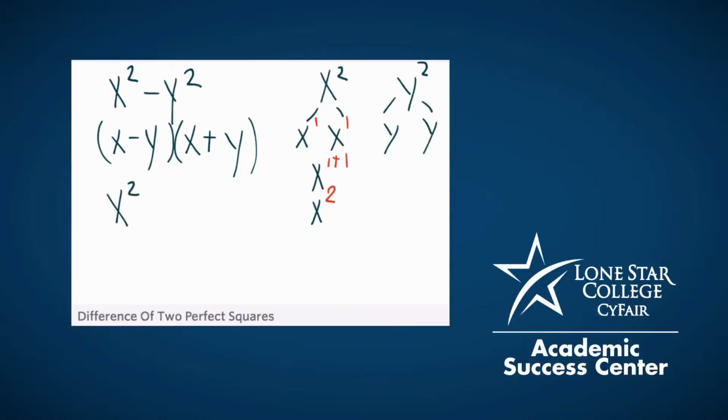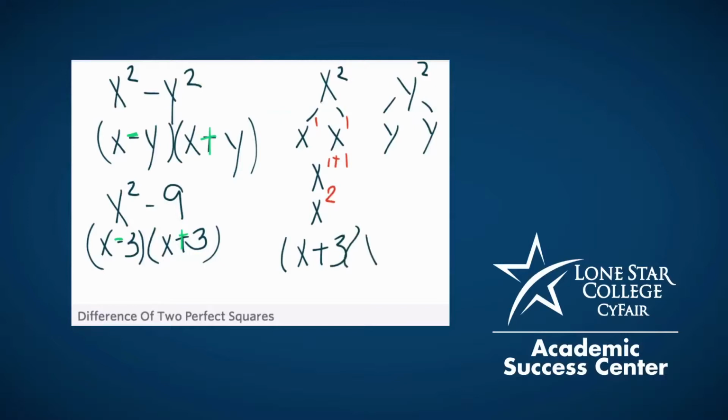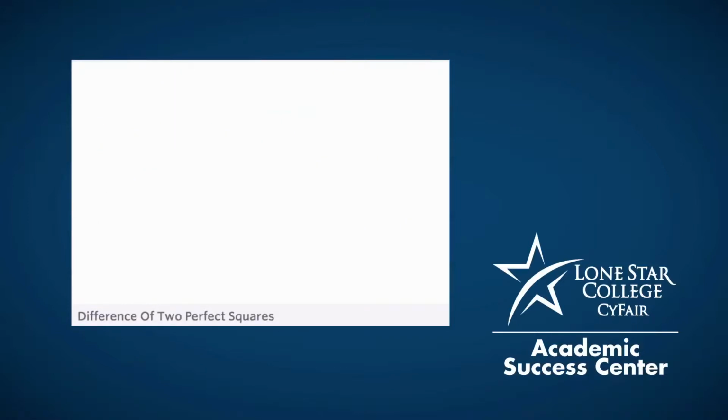If we have x squared minus 9, our two factors are x minus 3, x plus 3. Notice in each of these that one will get a minus sign, the other will get a plus sign, minus and plus. Or you could have easily had it as x plus 3 and then x minus 3. Still the same thing.